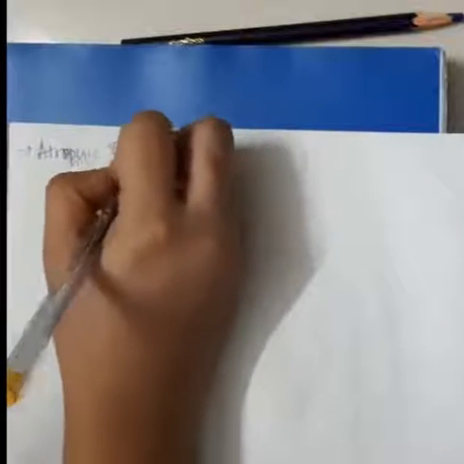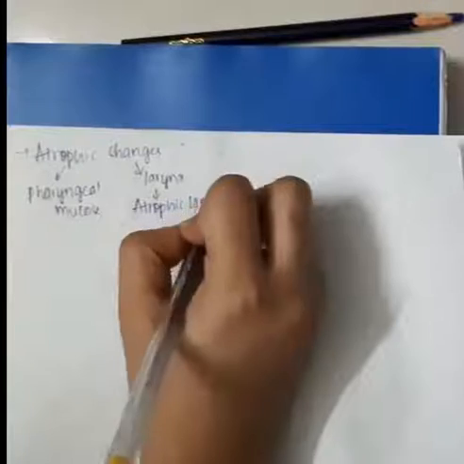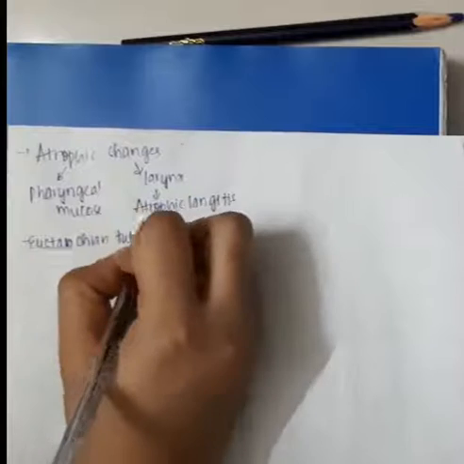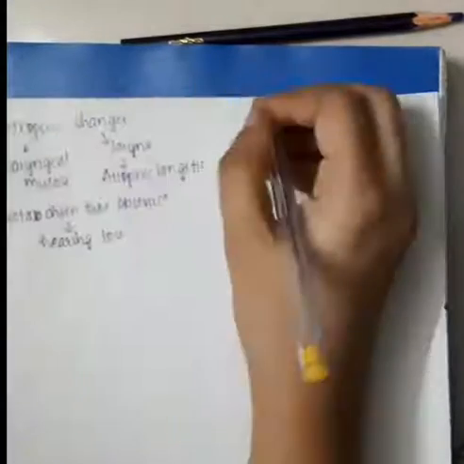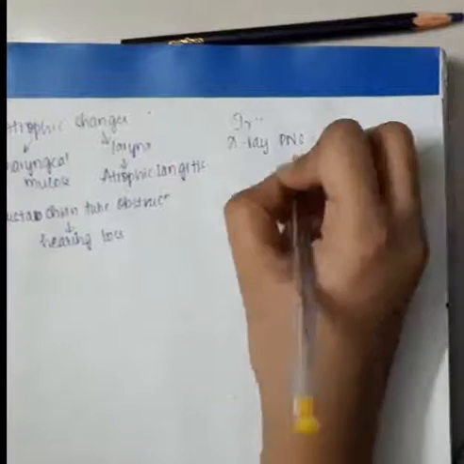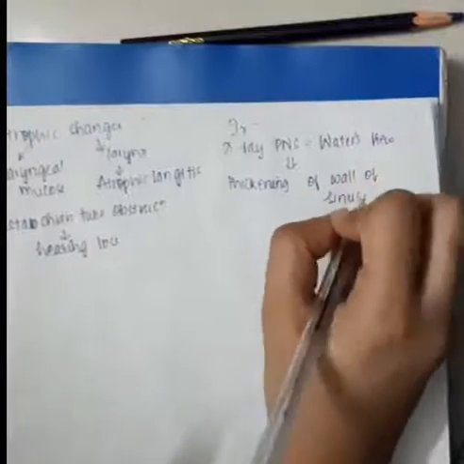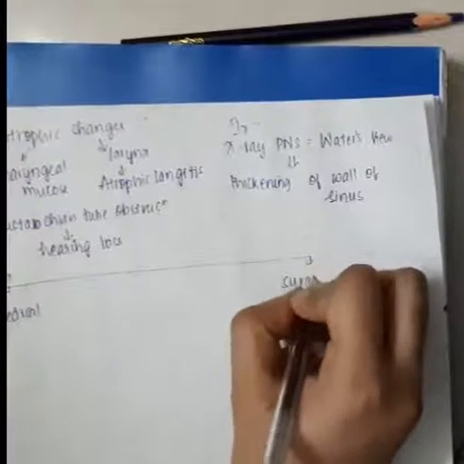Then coming to the atrophic changes, you will see them especially in the nasal mucosa. Atrophic changes can also occur in the pharyngeal mucosa and larynx. Eustachian tube obstruction can occur, leading to hearing loss. If you see the investigations, most commonly an X-ray of the paranasal sinuses, Waters view, shows thickening of the wall of the sinuses. Now, treatment can be medical treatment or surgical treatment.